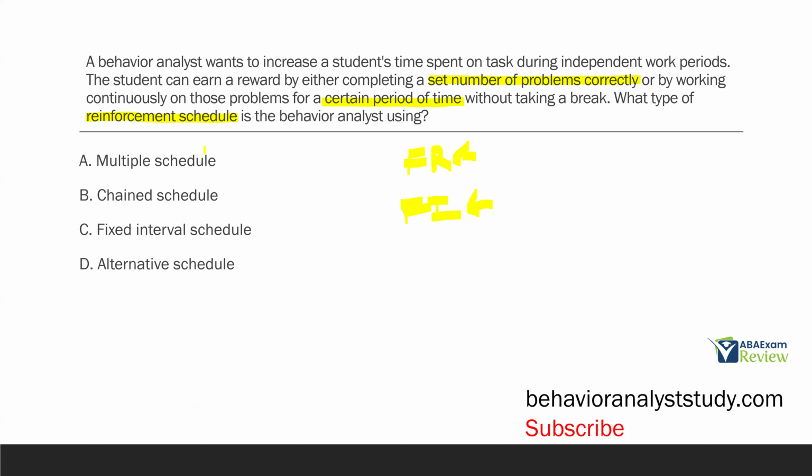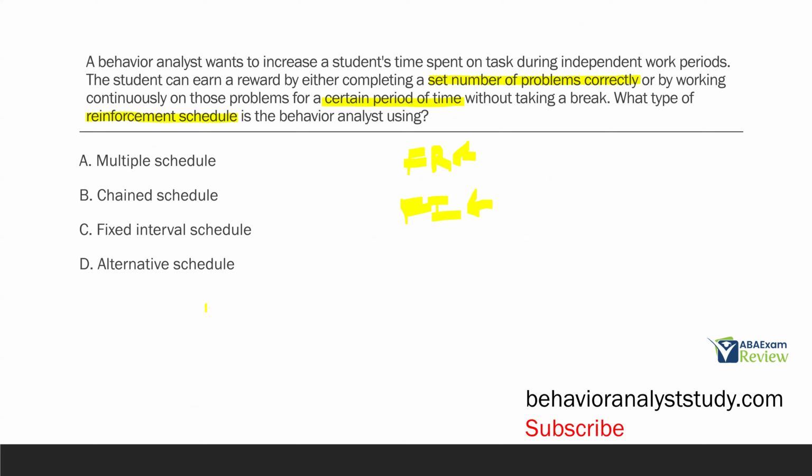A, multiple schedule. With multiple schedules, we have two or more schedules rotating or occurring randomly in some sort of sequence. That's not what's happening here. Both of these are occurring at the same time, and the student can complete either the ratio or interval schedule. With B, a chained schedule, you have a set number of schedules or steps that have to occur in a certain order. These don't occur in a certain order, so we don't have a chained schedule.